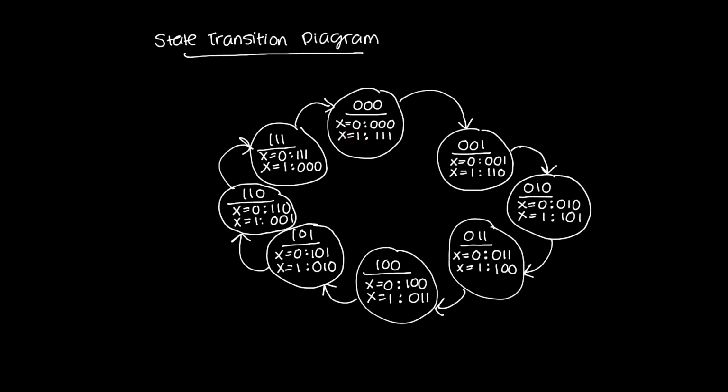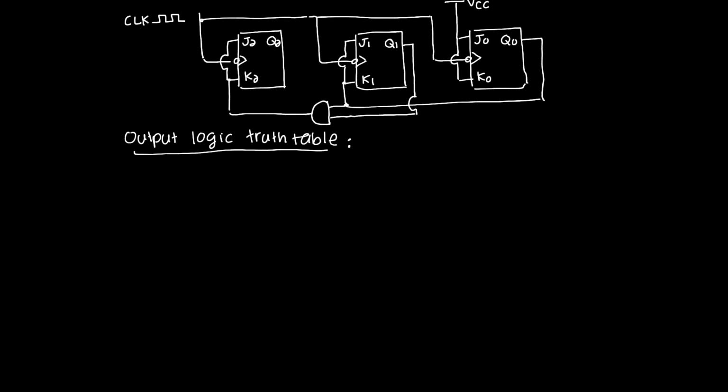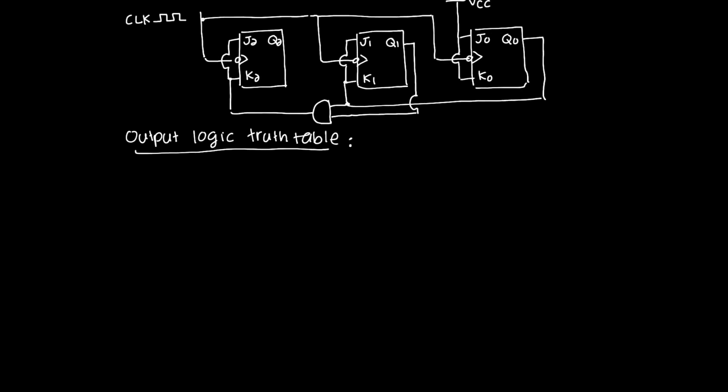So I can see that my outputs are dependent on, first of all, what state I'm in, right? So I have different outputs depending on what state I'm in, but they're also conditional on my inputs. In this case, I only have one input, which is X. It's a single binary input that indicates whether I'm counting up or down. So I'm going to show that in my output logic truth table. I'm going to do it like this.